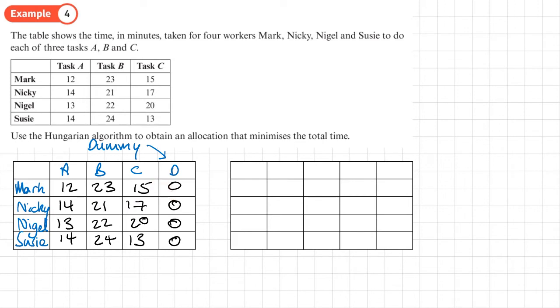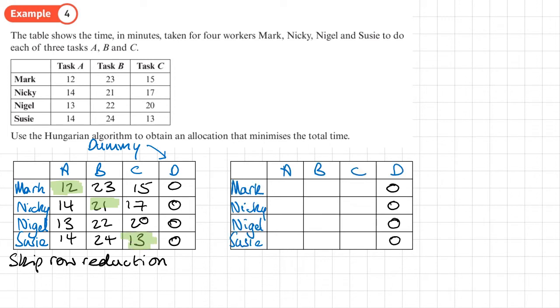can skip row reduction and just go straight on to the column reduction. So we're looking for the smallest value in every column. So first column smallest value is 12, so we're going to take 12 away from each of those column values, then 21 and then 13.